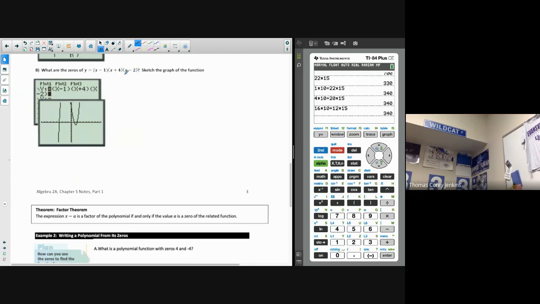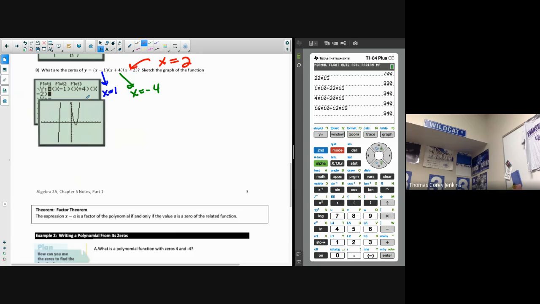So to answer the easy part, my zeros would be, well, if I set that equal to 0, I get x equals 1. Set x plus 4 equal to 0, tells me that x equals negative 4. And then my last one, x minus 2 equals 0, tells me that my last zero is x equals 2. I know that just because this is already in factored form, okay? Now, this is in the calculator for you already, all right?